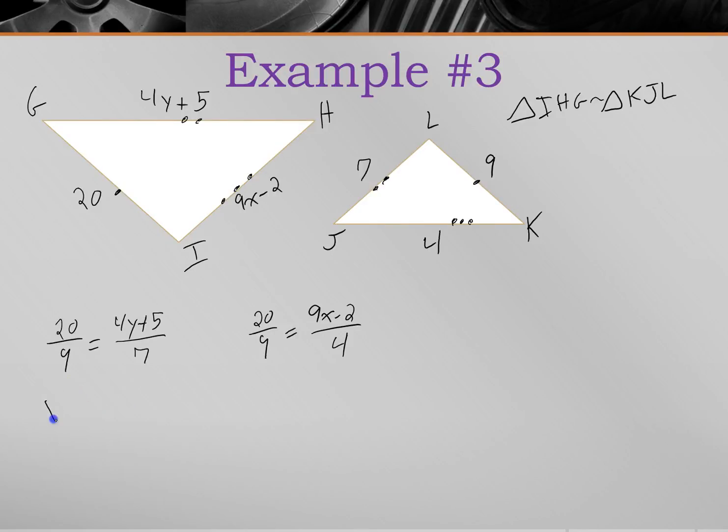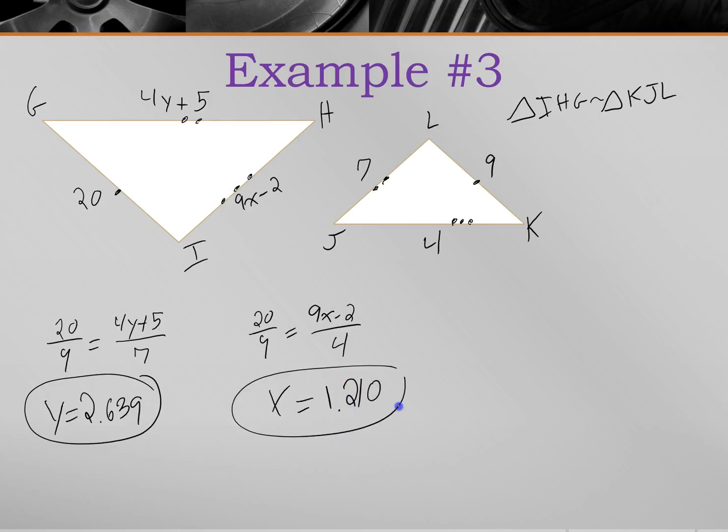Alright, when you work this out, y should come out to be 2.639. And then x, when you round it properly, should be 1.210. Those are your two values for those variables. In decimals, not a big deal. It's okay.